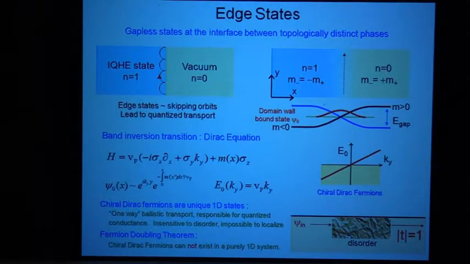So in a purely one-dimensional system, the chiral fermions have to come in pairs. And what the quantum Hall effect accomplishes is spatially separating the right movers and the left movers. It puts the right movers on the top edge, and then on the other edge are the left movers. So it spatially separates them.